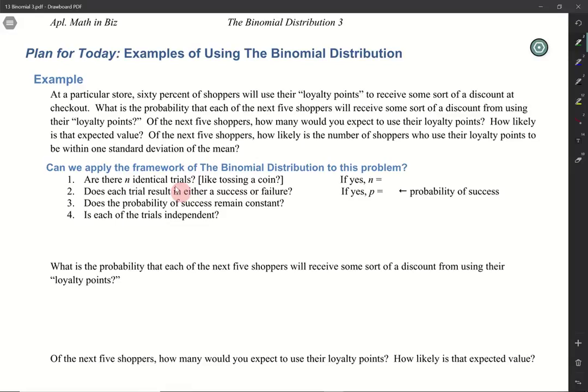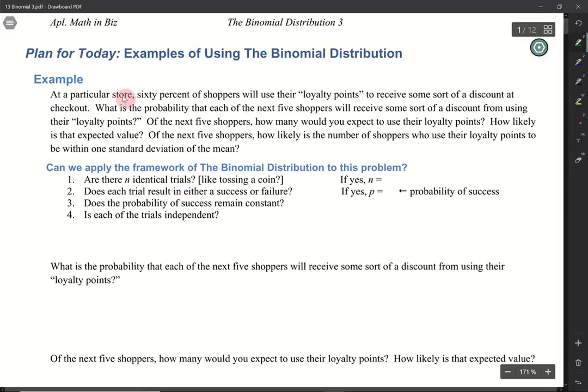This problem says, at a particular store, 60% of shoppers will use their loyalty points to receive some sort of a discount at checkout. What is the probability that each of the next 5 shoppers will receive a discount from using their loyalty points? Of the next 5 shoppers, how many would you expect to use their loyalty points, and how likely is that expected value? Then, how likely is the number of shoppers who use their loyalty points to be within 1 standard deviation of the mean?